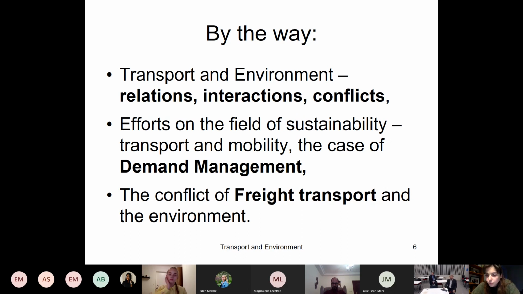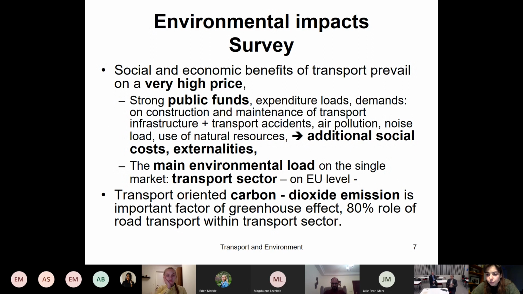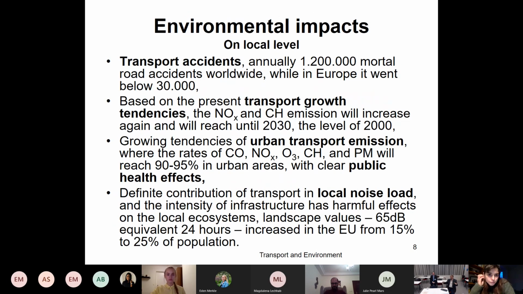Let's go. So in the first block, I made a survey on the environmental impacts of transport, but in the previous section you have already discussed these issues, although this could be a different approach regarding András' former presentations. Three levels of transport impacts: the local level, as usual, with transport growth, emissions, local emission loads, public health elements, and noise. So that is the local level.